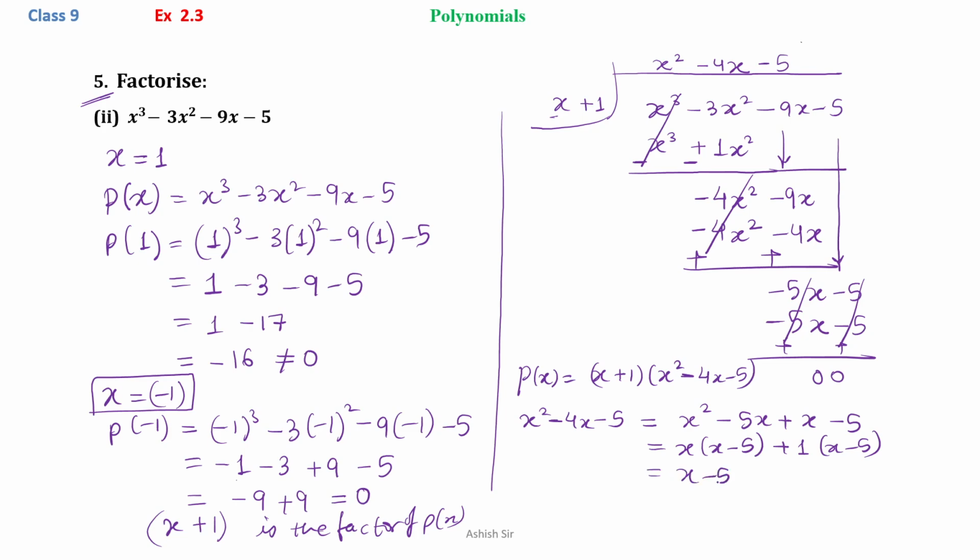Now we have x minus 5 as a factor and x plus 1 as a factor. So we can write all three factors of polynomial p of x as x plus 1, and instead of this quadratic expression we can write the two factors, that is x minus 5 and x plus 1.